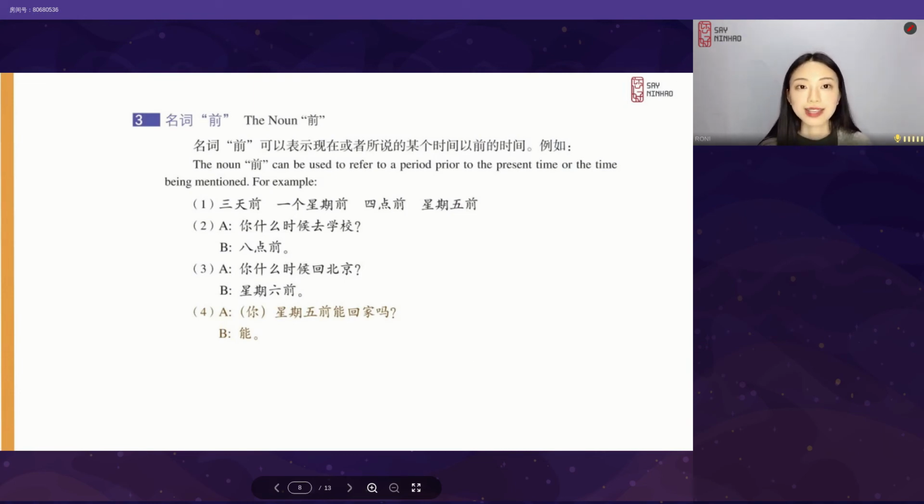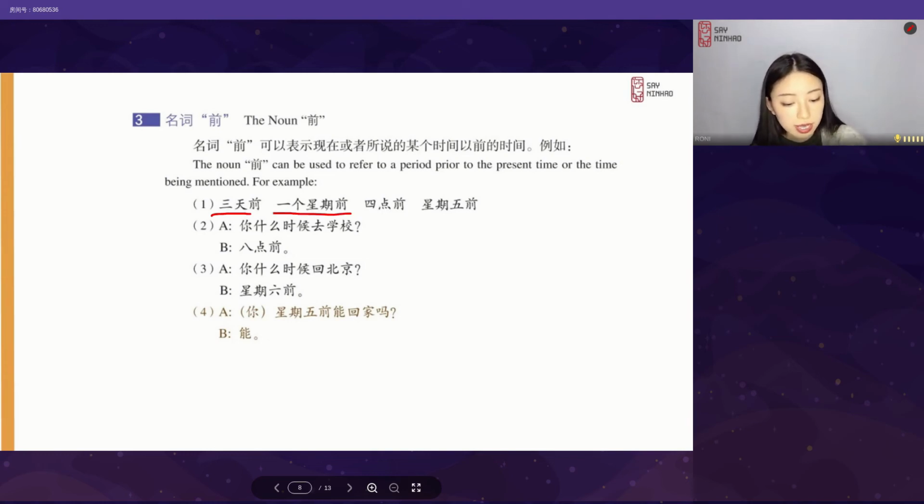It is the noun 前, which is used to express a period or a time, a moment before the time we've mentioned. For example, first one, 3天前. 3天前 means 3 days before. Okay, 3天前, 3 days before.